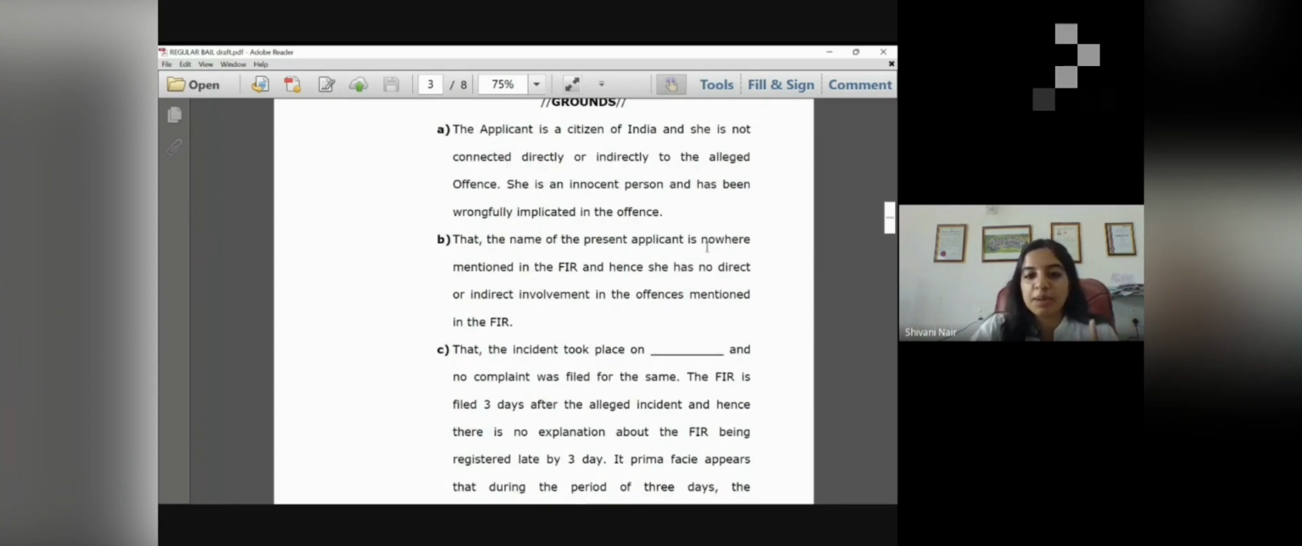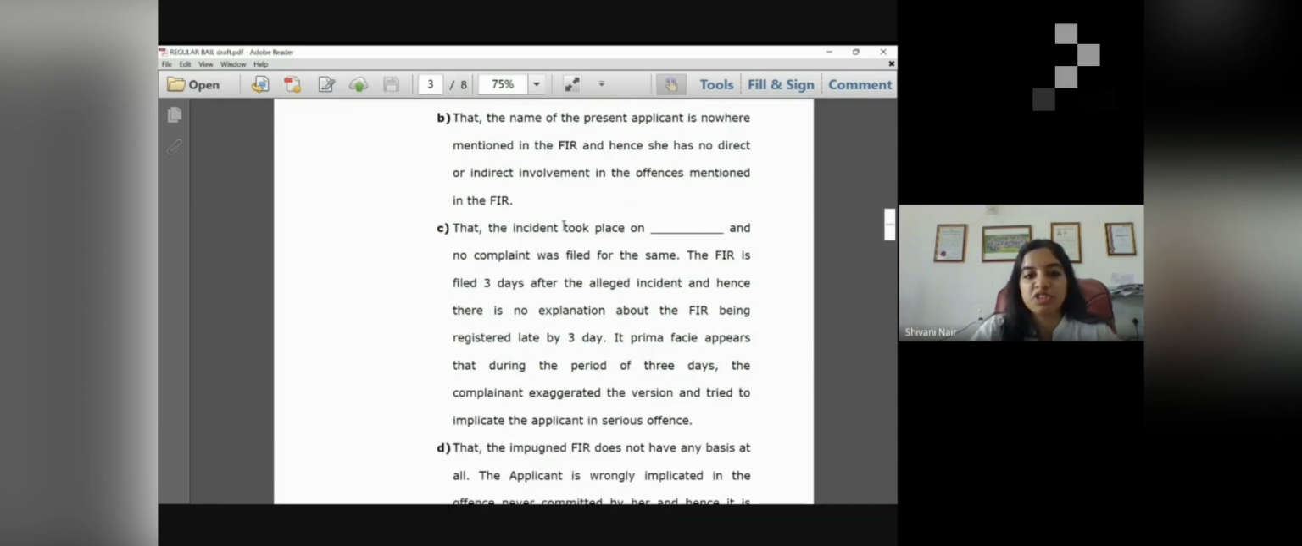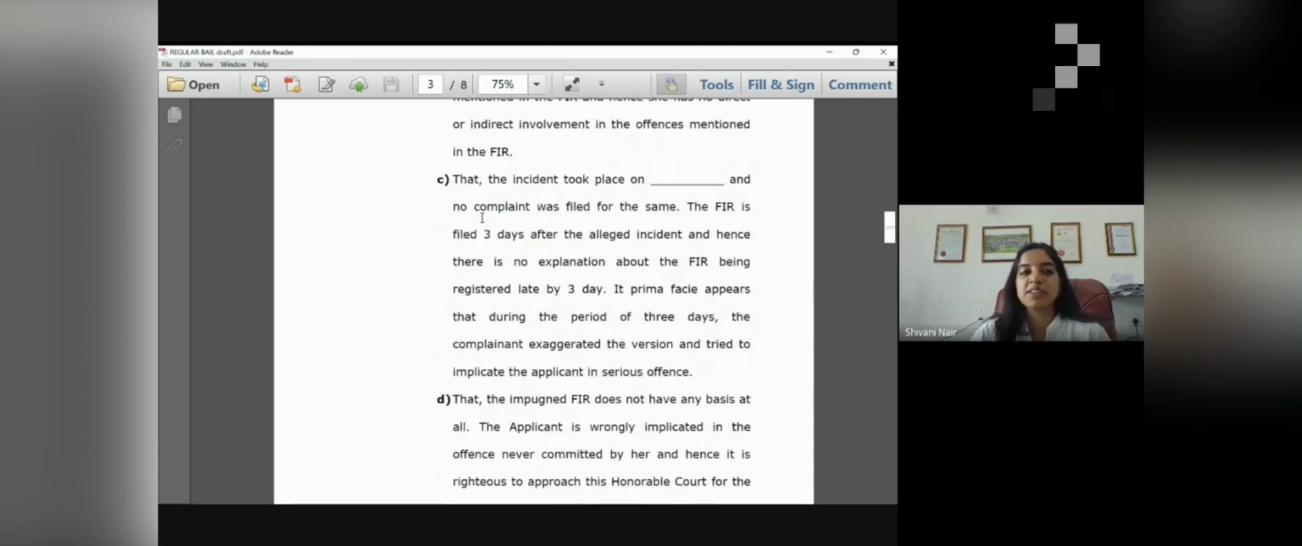Then, the name of the present applicant is nowhere mentioned in the FIR. If the name of the applicant as an accused is not present in the FIR, then you write this statement: the name of the present applicant is nowhere mentioned in the FIR, and hence she has no direct or indirect involvement in the offences mentioned in the FIR. Sometimes, even when a person's name is not mentioned among the accused, the person is taken into judicial custody or police custody, as the case may be. Like in the present case, it was judicial custody.